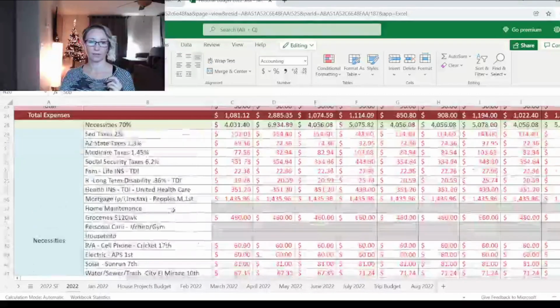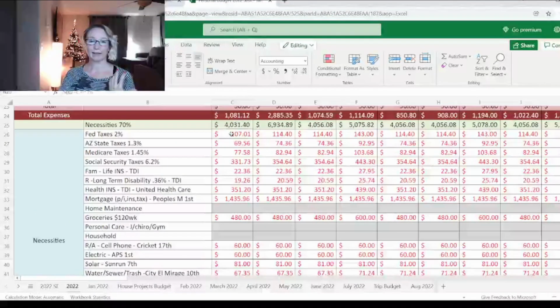And then our necessities. So again, taxes. I have calculations, I have formulas within my template.